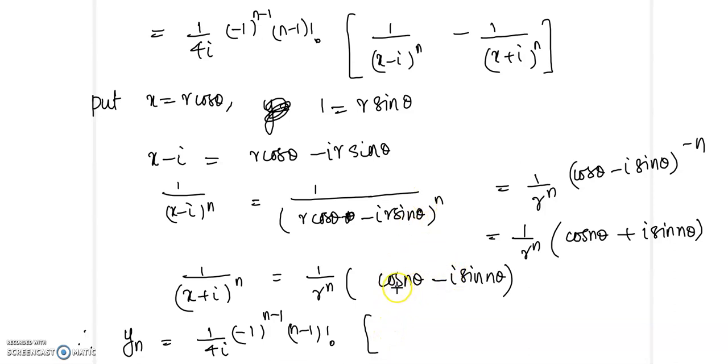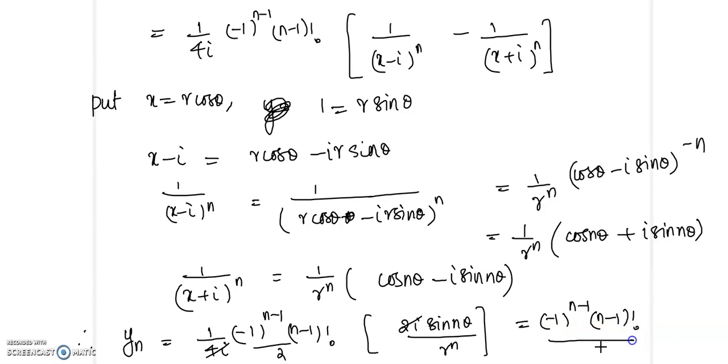Now we need to subtract both. So 1 by x minus i whole raised to n minus this. So we will be getting 2y sin n theta by r raised to n. So 2y cancels out, so that is minus 1 whole power n minus 1, n minus 1 factorial by 2 sin n theta.